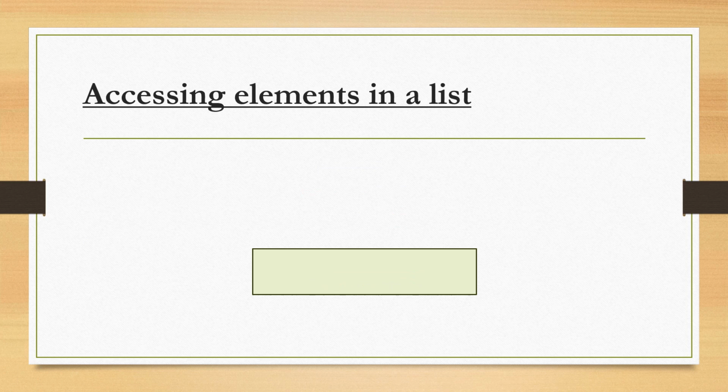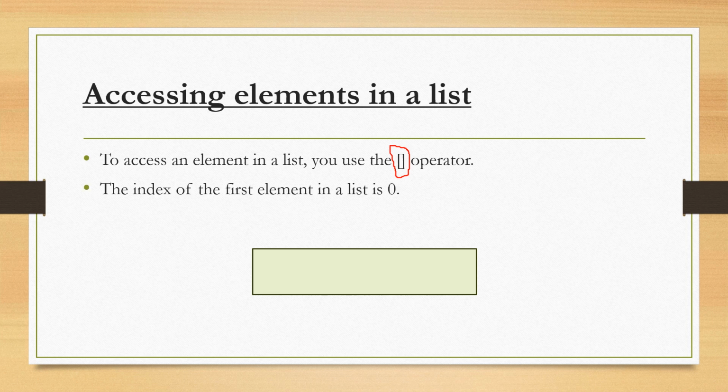So now, how to access the elements in a list. Now we have created one empty list, and we have added elements to that list. Now how can we access the elements in that list? To access an element in a list, you can use these operators. These are the square brackets, and we can use these square brackets for accessing an element in a list. The index of the first element in a list starts from 0. Index means position, so 0 is the starting position, or starting index, of a list.